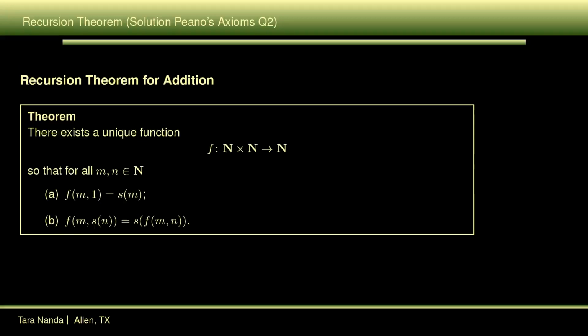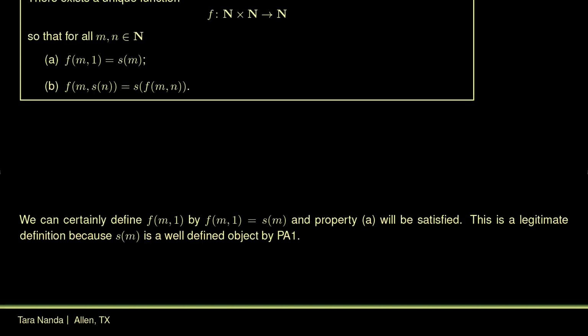Now, to satisfy part (a) of the theorem, we can simply define f(m, 1) as the successor of m. This is a legitimate definition because, recall, the successor of m is a well-defined object in the set of natural numbers by PA1.